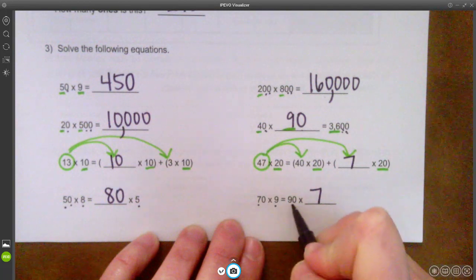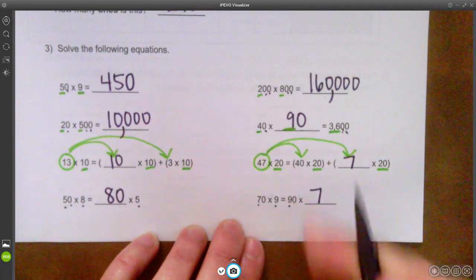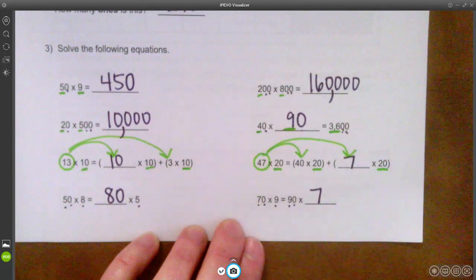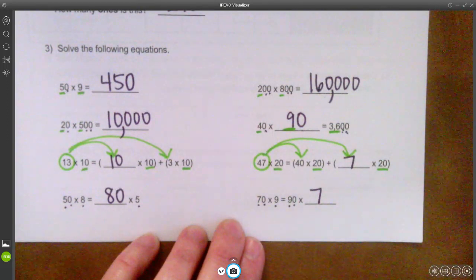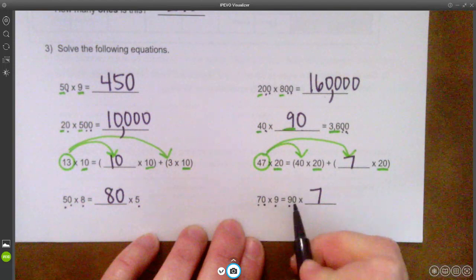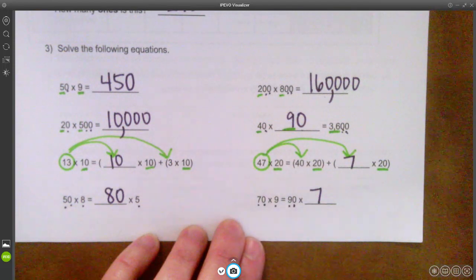I see a 9 on the left and a 9 on the right. Check. I see a 0 on the left and a 0 on the right. Check. So 7 is what it should be, not 70, because these zeros are already kind of balanced out. We just needed that 7.